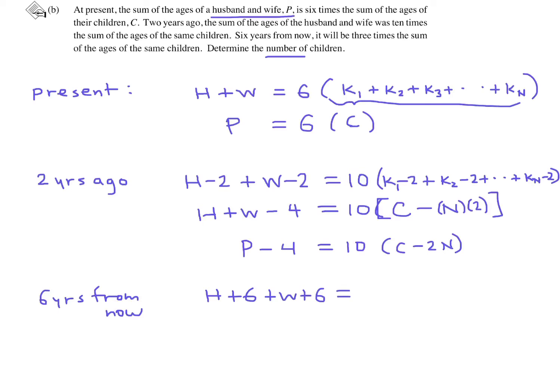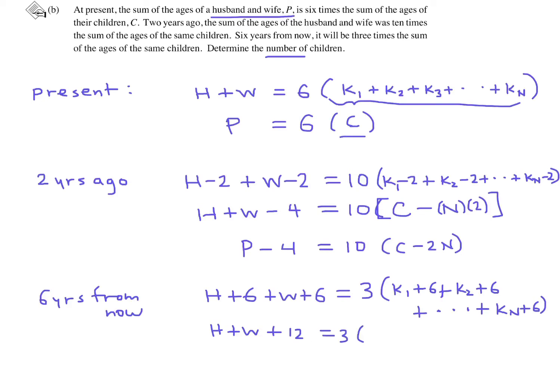And this is going to be 3 times the sum of the ages. So each of these is now K plus 6, K1 plus 6, K2 plus 6, all the way until Kn plus 6, like that. So again, we have H plus W plus 12 is equal to 3 times, all the K's add up to C, just like they did up top.